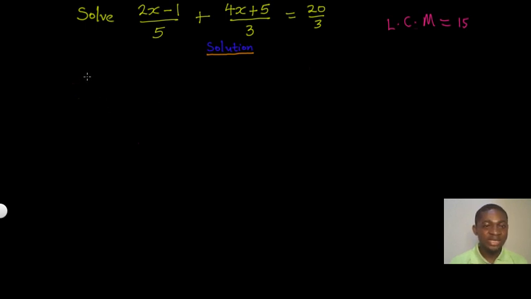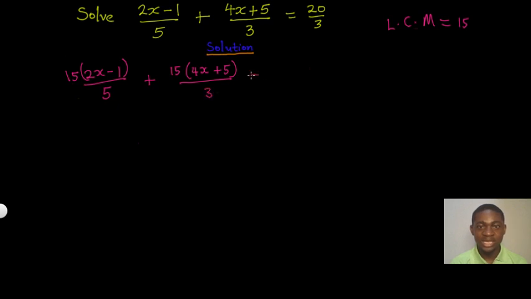So let's say we have it as (2x minus 1) over 5. We are to multiply it by 15, which is the LCM. So multiply by 15, plus (4x plus 5) over 3, which is also being multiplied by 15. And the same thing is going to be done to this, 15 multiplied by 20 over 3.